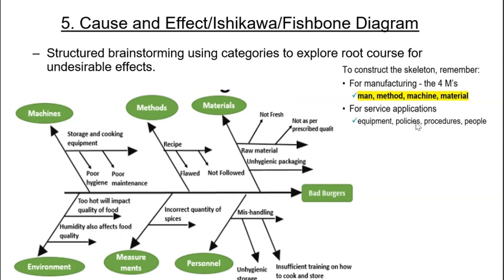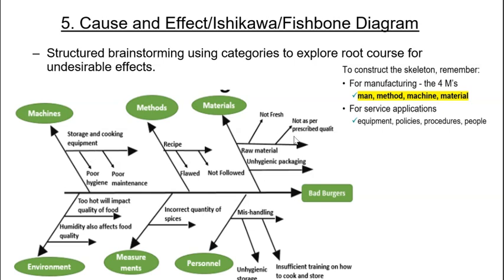And for service applications, for example, if you have a complaint for the services, you can add on equipment, policy, procedure, and people. So when you do the brainstorming and it's structured like this, you know which one to go deeper.